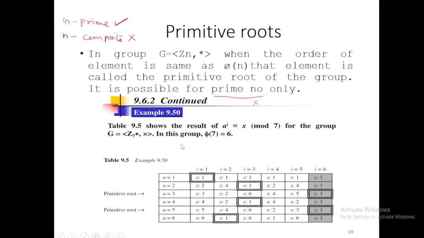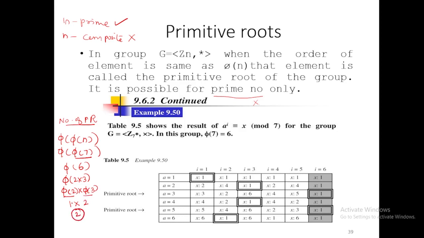For example, I want to find the primitive roots of Z7. We are able to find the number of primitive roots. The formula for the number of primitive roots is pi of pi of n. So here n is 7. So we can write it as pi of pi of 7. 7 is a prime number, so pi of 7 is 6. So pi of 6. Then 6 can be rewritten as pi of 2 into 3, that is, pi of 2 into pi of 3. Pi of 2 is 1. Pi of 3 is 2. So totally 2 primitive roots are possible in Z7 star.